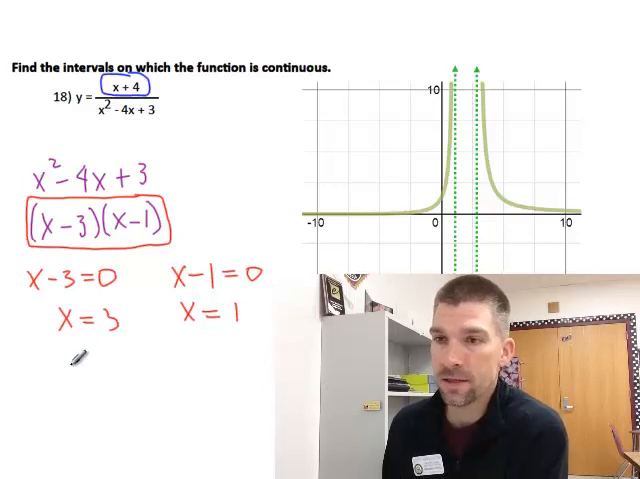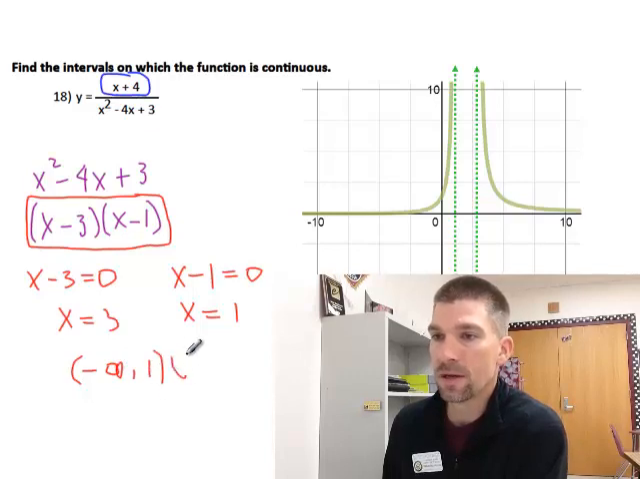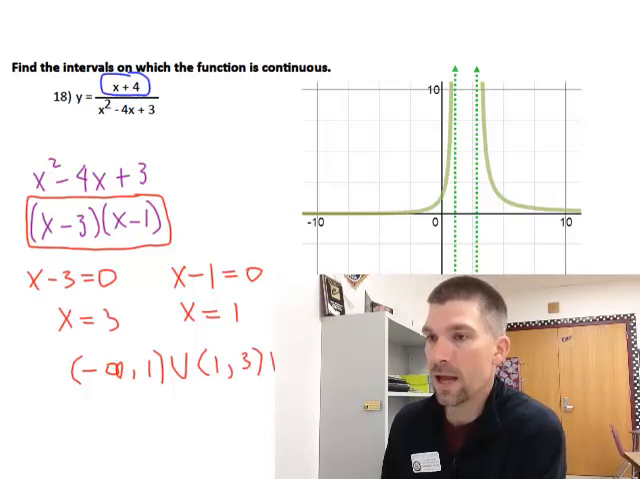So where am I continuous? I'm continuous from negative infinity all the way up to, but not including, 1. I'm continuous from 1, not including 1, all the way up to 3, but not including 3. And I'm continuous from 3, but not including 3, all the way to infinity.